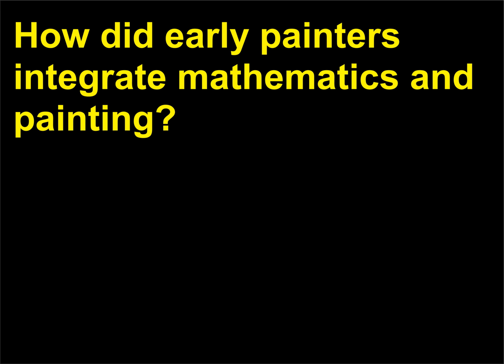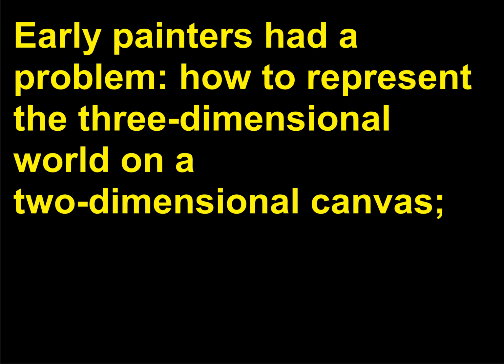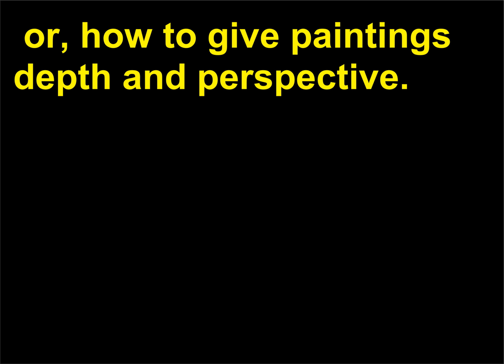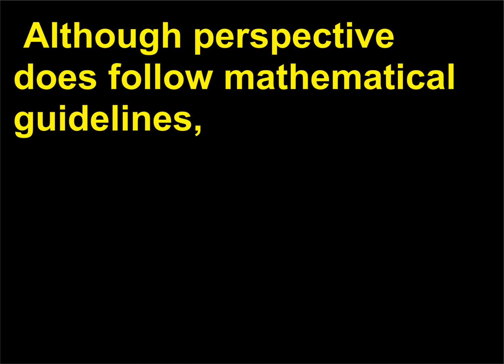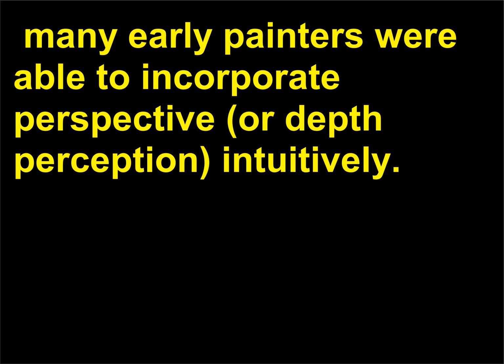How did early painters integrate mathematics in painting? Early painters had a problem: how to represent the three-dimensional world on a two-dimensional canvas. Or, how to give paintings depth and perspective. Although perspective does follow mathematical guidelines, many early painters were able to incorporate perspective, or depth perception, intuitively.